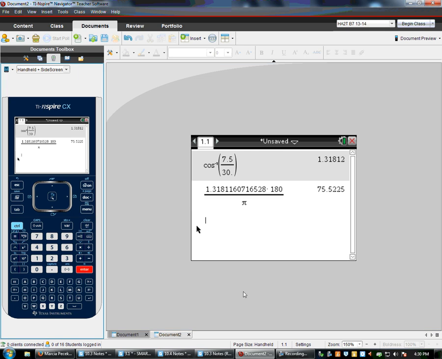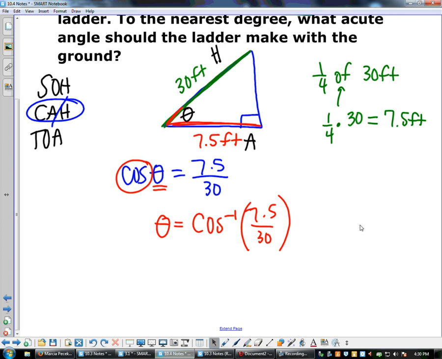So it'll say 75.5 degrees for our angle. So theta here must be 75.5 degrees. So again, don't forget to convert from radians to degrees. Your angle shouldn't have that big of a measure.